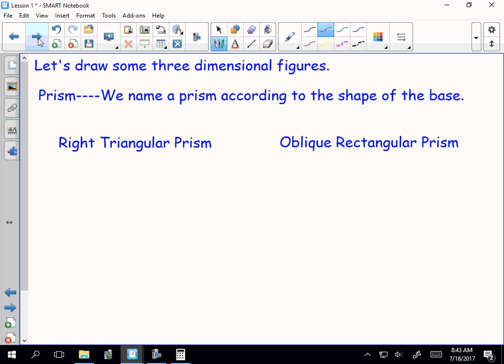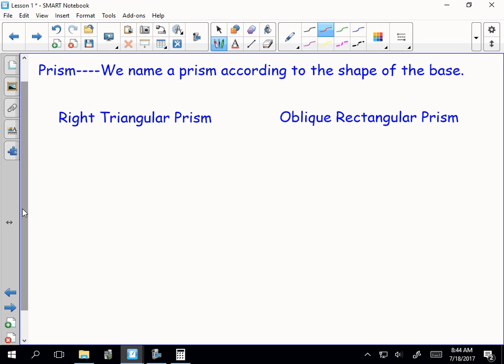Okay, now let's try to draw some three-dimensional figures. If we're having to draw them, we want to understand how we can draw them in the easiest way possible. So if I'm drawing a right triangular prism, the first thing I want to do is draw the two congruent triangles. Those are my two bases. I'm drawing my two bases, and then what I want to do is connect all of the similar parts of that shape. And then I've drawn a right triangular prism.